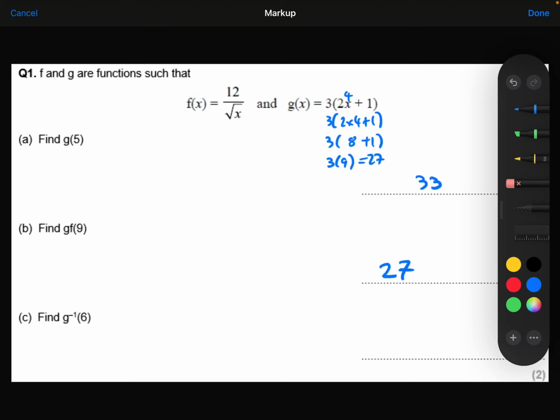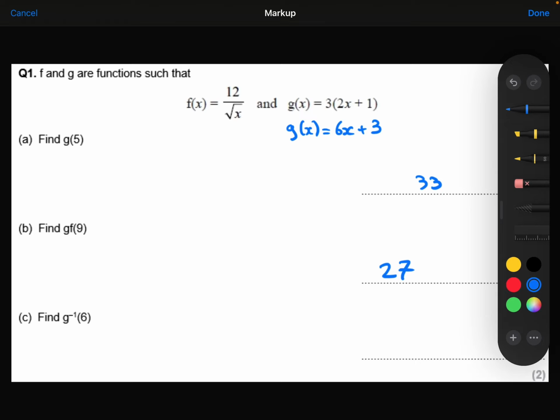And then part C says to find g inverse of 6. That minus 1 there means the inverse function. And then we're going to substitute 6 into that. So to help me find the inverse of g, I'm first going to expand these brackets to make my life a little bit easier. So 3 times 2x is 6x, and the 3 times the 1 is 3.